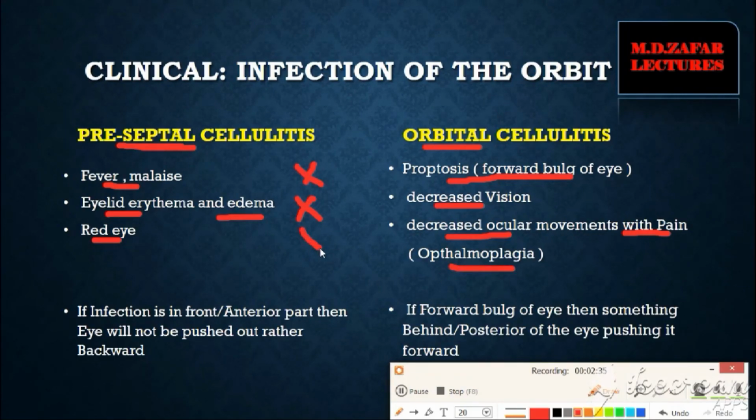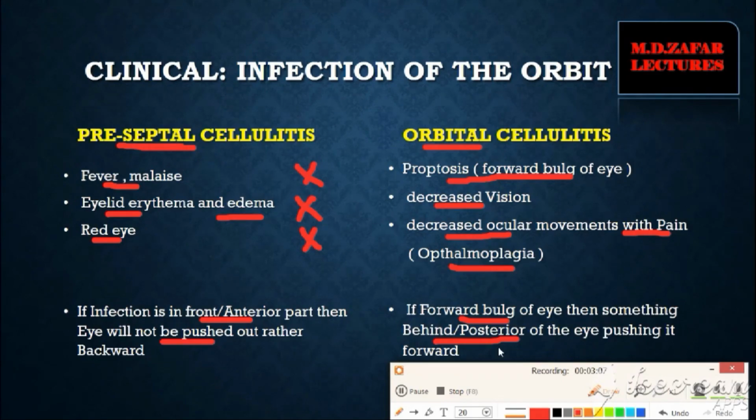It is also absent in preseptal cellulitis. Furthermore, emphasizing the concept building of this infection is the statement that if any infection is present in the anterior or front part of the eye, it will not push the eyeball forward, rather backward, which is present in case of preseptal cellulitis. But if the forward bulge of the eye is present, it is only because something is behind or posterior to the orbital septum and it is pushing it forward.